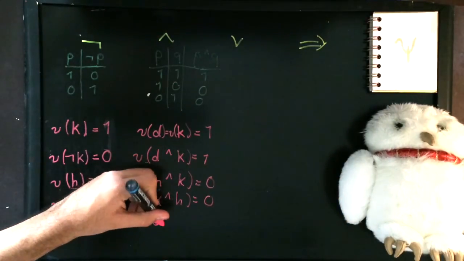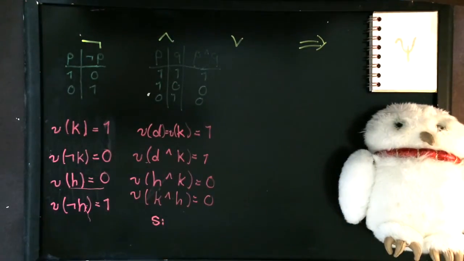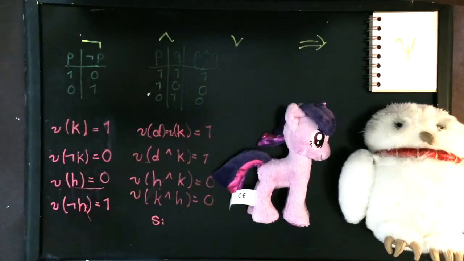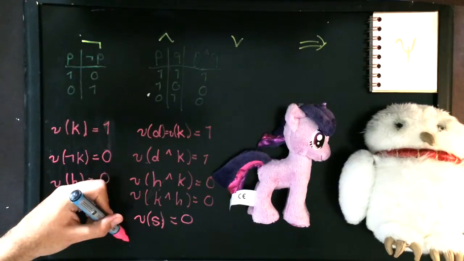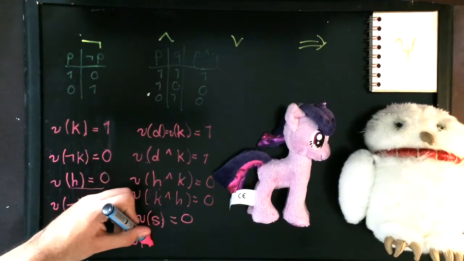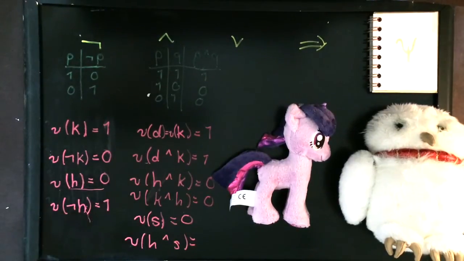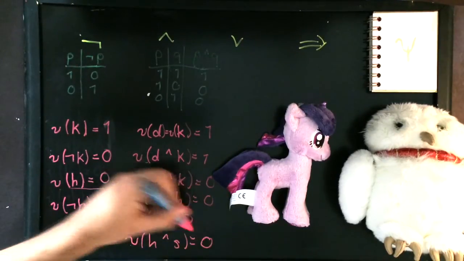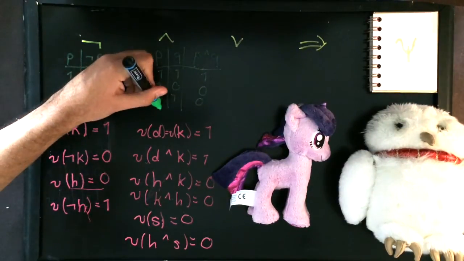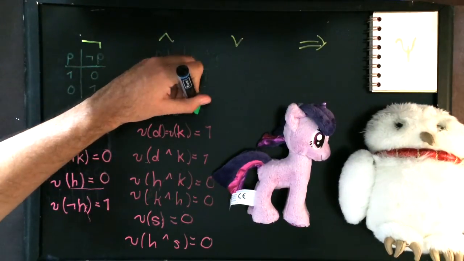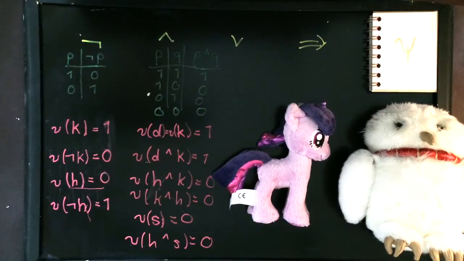Finally, let's say that S represents the sentence "Twilight is a Pokemon," which is false. Then H and S is saying that Hedwig is a Pokemon and Twilight is a Pokemon, and neither of these propositions is true. We can see that the truth value of H and S is false. Therefore, if two propositions have truth value 0, the conjunction of them is 0 too.